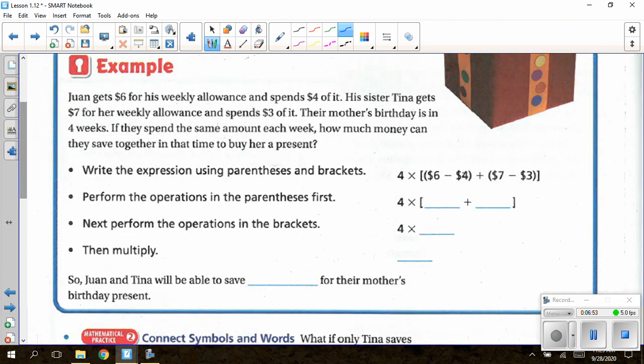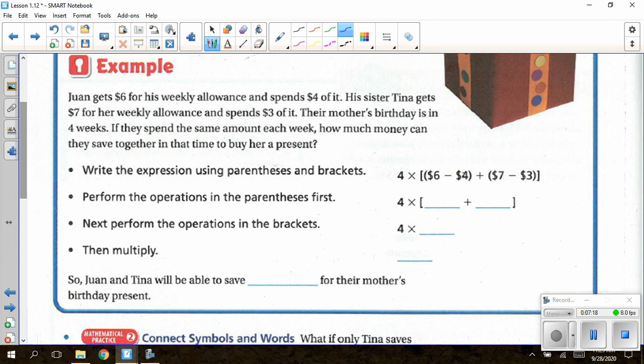So my next example says, Juan gets $6 for his weekly allowance and spends $4 of it. His sister Tina gets $7 for her weekly allowance and spends $3 of it. Their mother's birthday is in 4 weeks. If they spend the same amount each week, how much money can they save together in that time to buy her a present? So they already set up the expression for us.